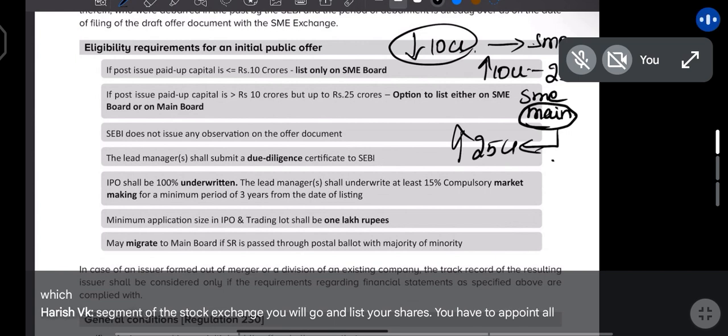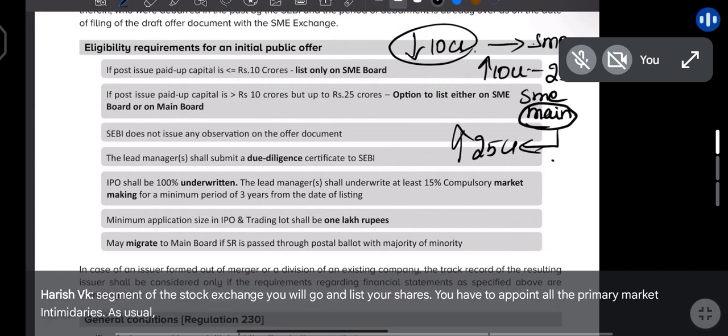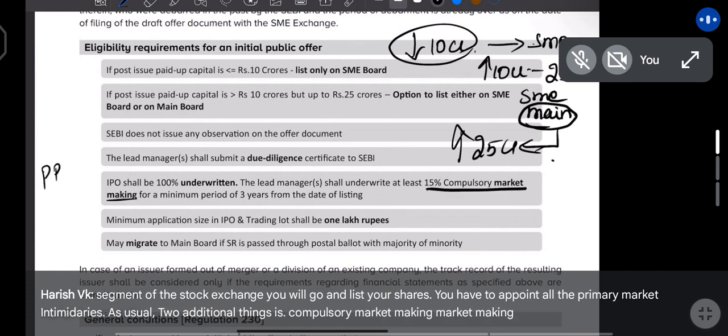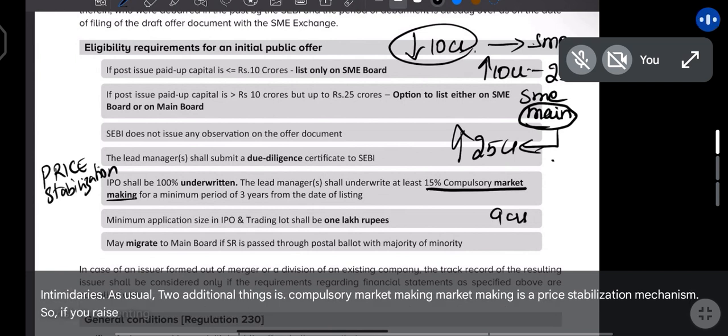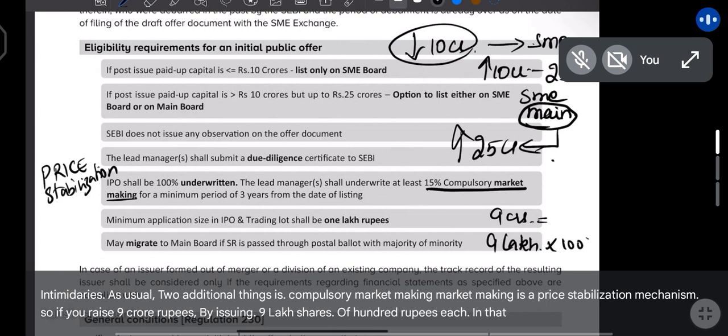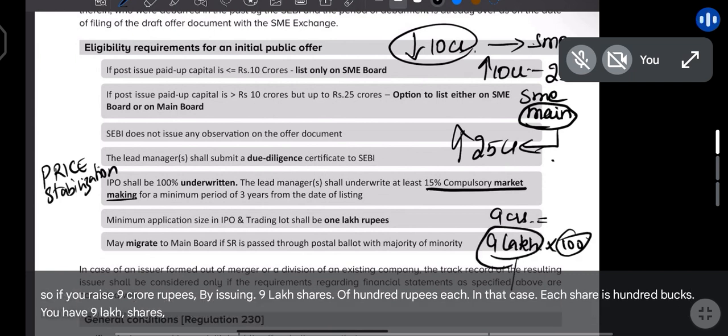You have to appoint all the primary market intermediaries as usual. 2 additional things: compulsory market making. Market making is a price stabilization mechanism. So if you raise 9 crore rupees by issuing 9 lakh shares of 100 rupees each, each share is 100 bucks. You have 9 lakh shares. 15% of these 9 lakh shares will be given to a stabilizing agent called the market maker.